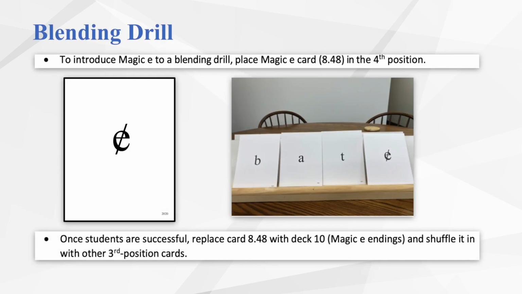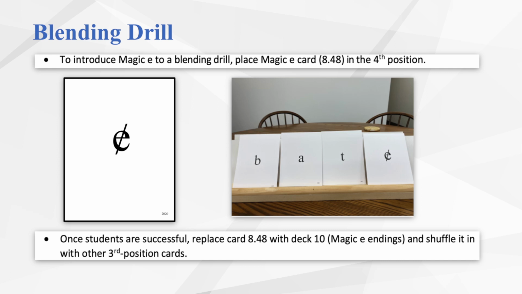When we begin adding the magic E syllable type to the blending drill, we use our magic E card, 8.48. We don't use it in our visual drill, but you might want to put it in your visual drill stack. What I do is put this card in my visual deck, but reverse it. Put it in the visual drill backwards, so when we get to it, we know to stop.